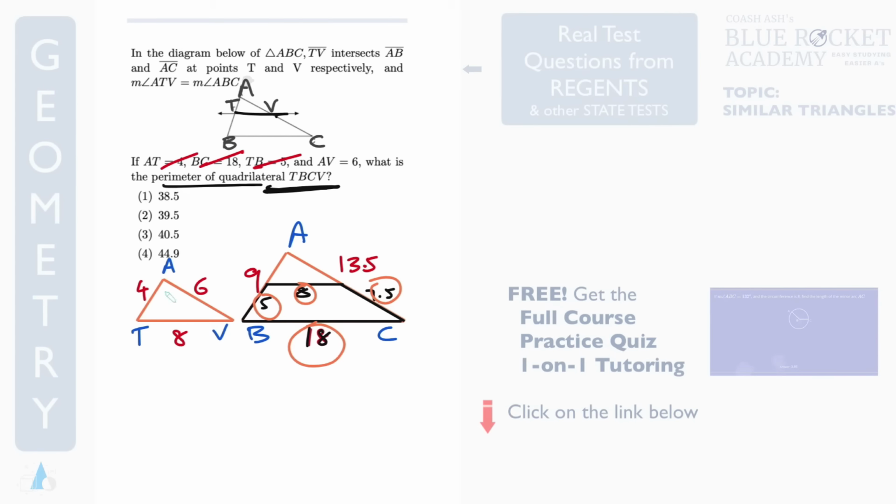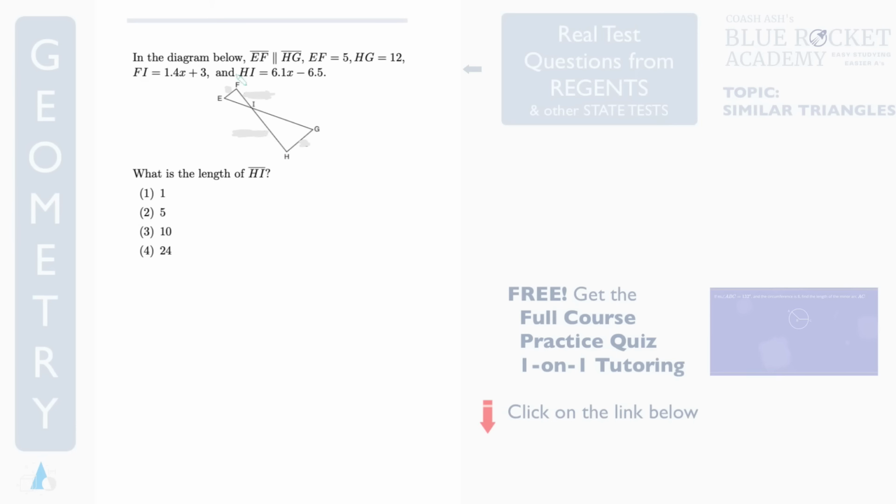Remember, the most important idea is doing similarity on each of them and then finding the answer. This is an interesting problem which will really test your similarity skills. This is an easy problem here to solve. Remember, the first important thing is that these two lines are parallel. EF is parallel to HG. So this is parallel to HG over here.